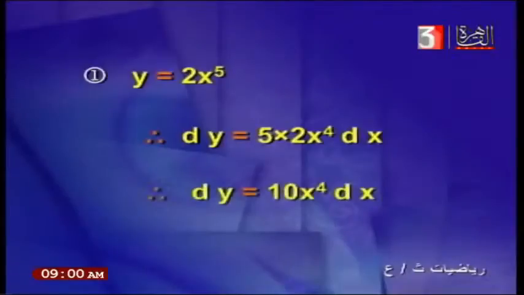Number 1, y equals 2x to the power 5. Then dy equals, the differentiation of 2x power 5 is 5 multiply 2x power 4 dx. Then dy equals 5 multiply 2 equals 10 x power 4 dx. Number 2, v equals 4 over 3 pi r power 3.